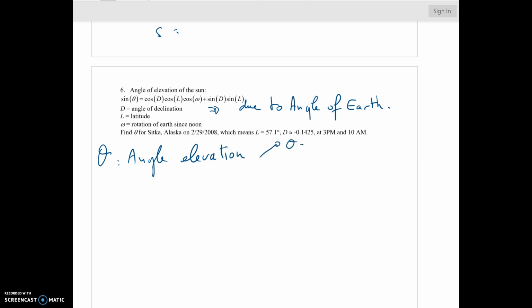So if theta is the angle of elevation, when theta equals 0, we are at sunrise. And when we are at theta equal pi over 2, we are at high noon. Okay? It's noon.